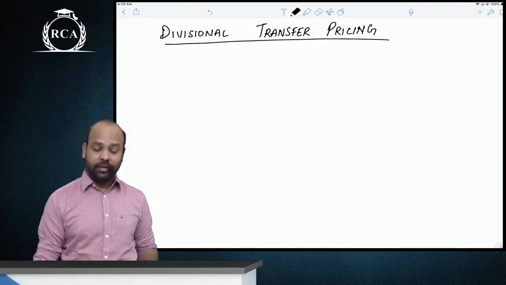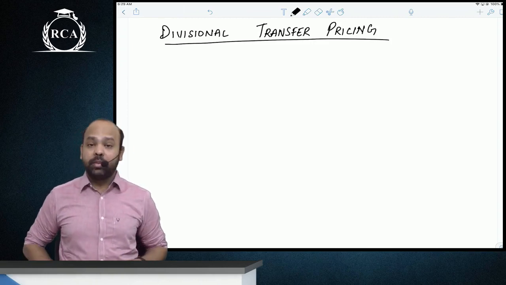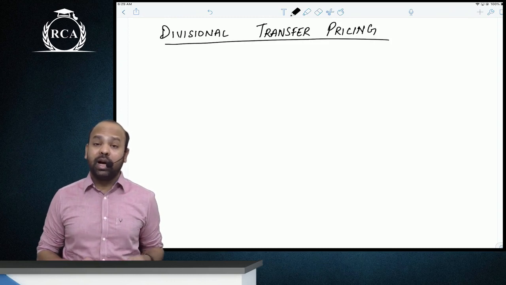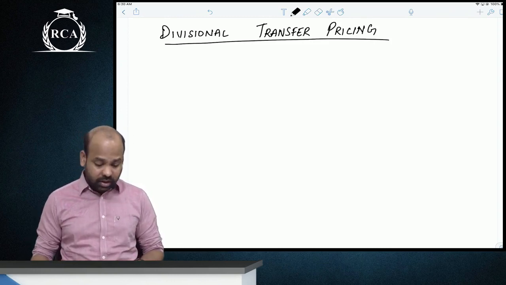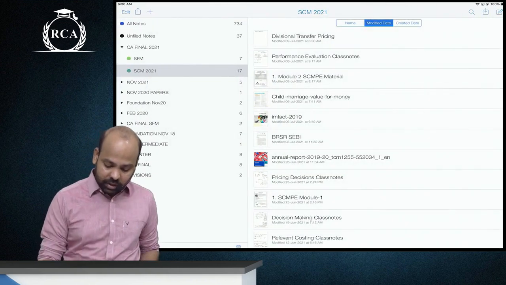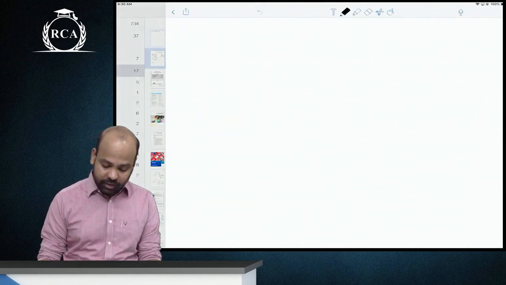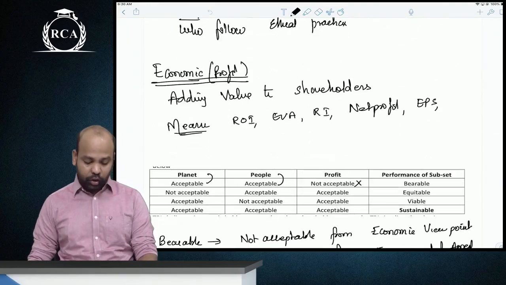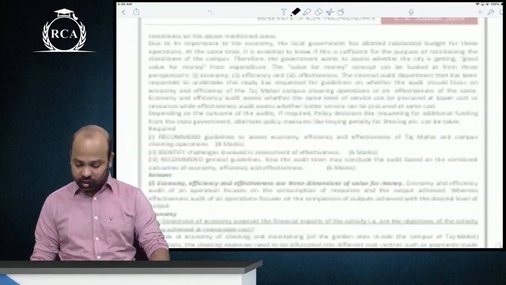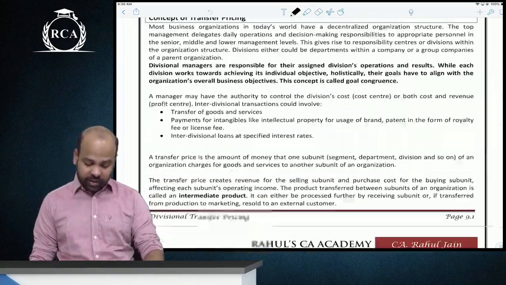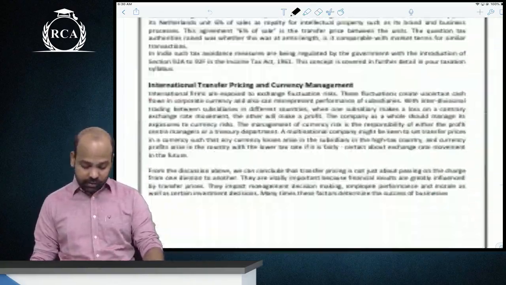Good morning, guys. We will now start a new chapter about divisional transfer pricing. We are done with performance measurement and evaluation. This divisional transfer pricing chapter is pretty simple and very important, guys, from the viewpoint of the examination. Standard costing and divisional transfer pricing, both of them, guys, are practical concepts.